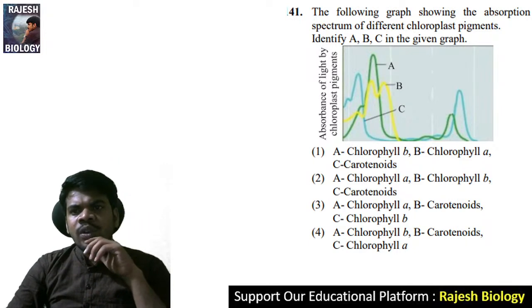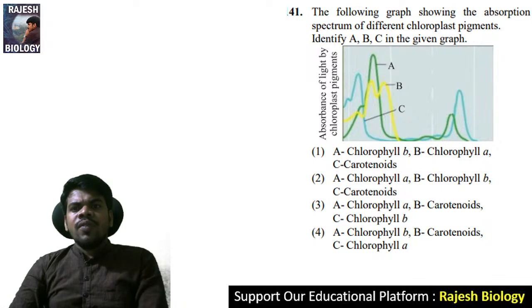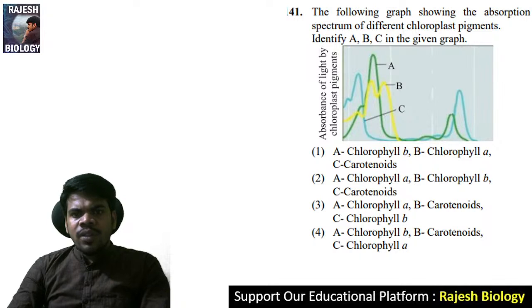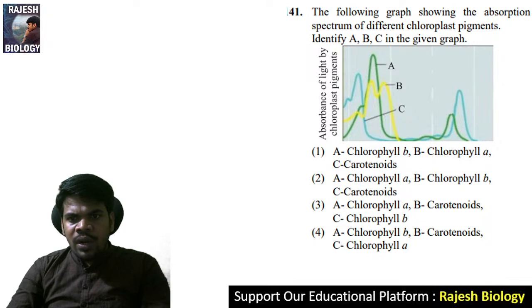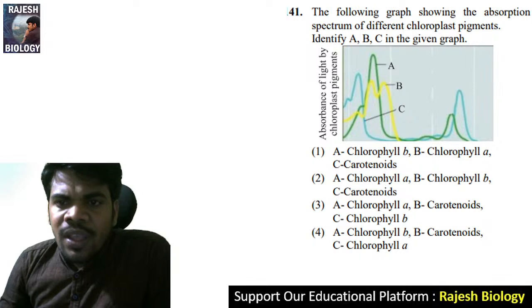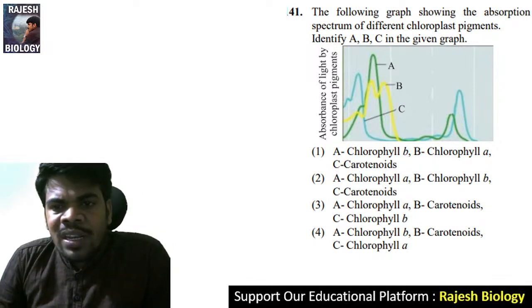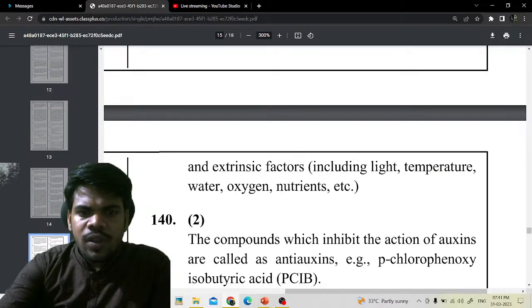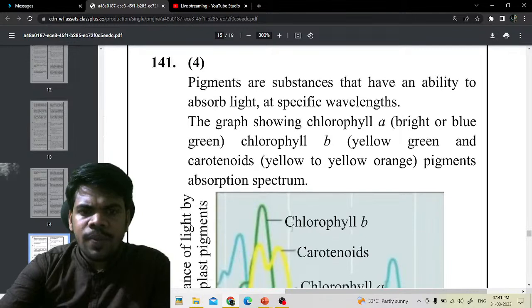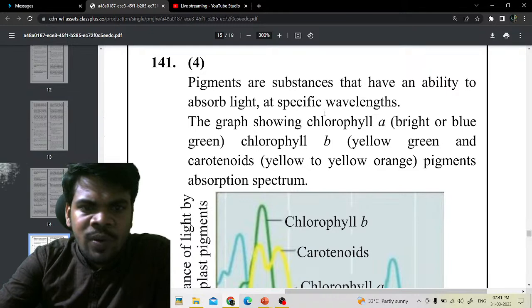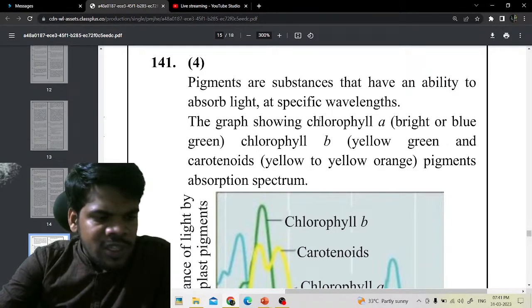Come to the question number 41. The following graph shows the absorption spectrum of different chloroplast pigments A, B, C in a given graph. So what is the right answer according to this? What is A, what is B, and what is C? Based on the colors, if you observe, A is green color, B yellow, and C blue color. Pigments are substances that have an ability to absorb light at specific wavelengths. The graph is perfect, Chandrika, you are right.